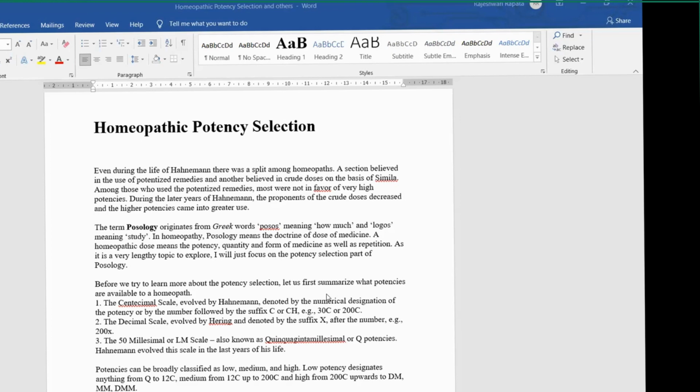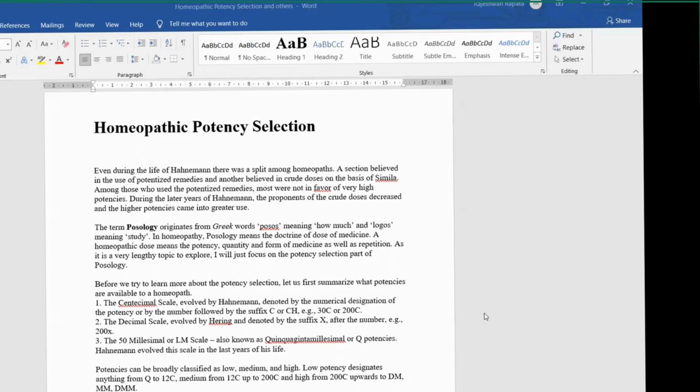Okay, fine. So about the potencies which are available for a homeopath to give to the patient. First is the centesimal scale, and it was evolved by Dr. Hahnemann. It denotes the numerical designation of the potency, followed by a suffix, that is C or CH. Suppose it is 30 potency in the centesimal scale, then it will be 30 C or 30 CH, or 200 C. In that way it is denoted.